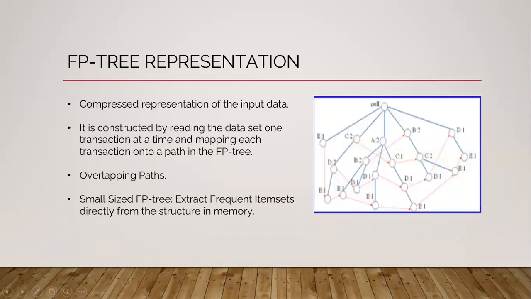Coming to the FP-tree representation. An FP-tree is a compressed representation of the input data. It is constructed by reading the dataset one transaction at a time and mapping each transaction onto a path in the FP-tree. As different transactions can have several items in common, their paths may overlap. The more the paths overlap with one another, the more compression we can achieve using the FP-tree structure.